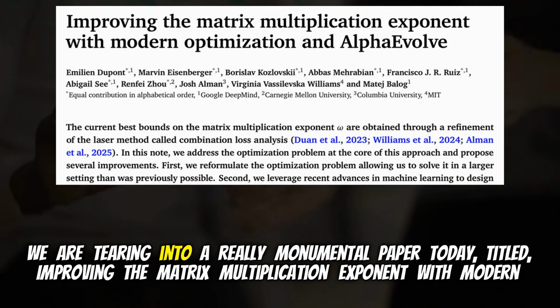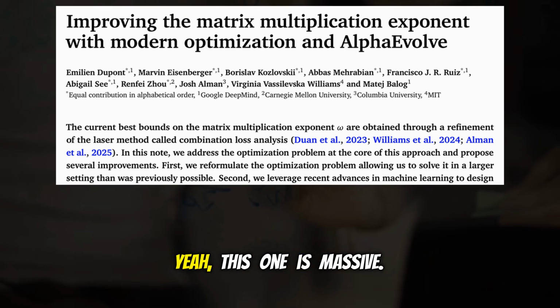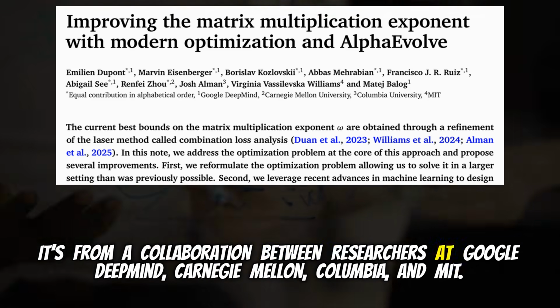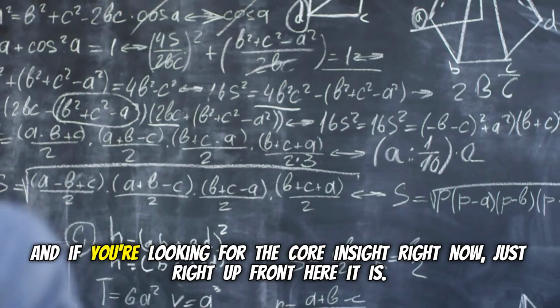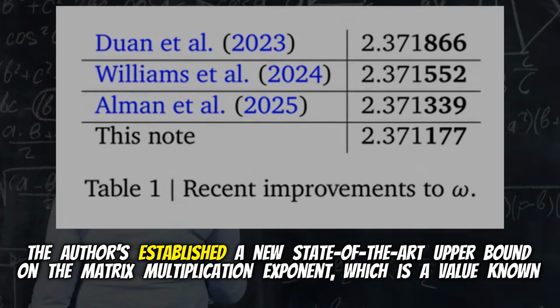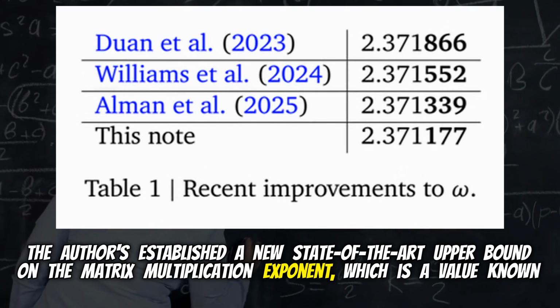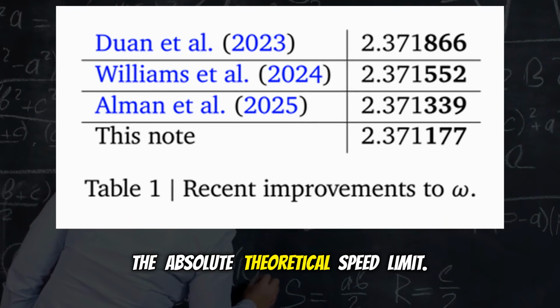We are tearing into a really monumental paper today titled Improving the Matrix Multiplication Exponent with Modern Optimization and AlphaEvolve. Yeah, this one is massive. It really is. It's from a collaboration between researchers at Google DeepMind, Carnegie Mellon, Columbia, and MIT. And if you're looking for the core insight right up front, here it is. The authors established a new state-of-the-art upper bound on the matrix multiplication exponent, which is a value known as omega. Right, the absolute theoretical speed limit.